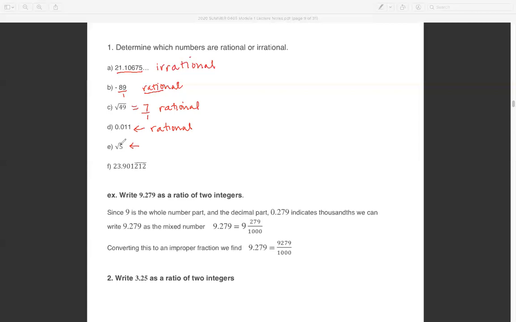Now the square root of 5, this is not a perfect square. So if you were to put this in your calculator, you would get, well, 2 squared is 4 and 3 squared is 9. So you would get 2 point something. And it would go on and on forever and have no repeating pattern, just like pi. So this is irrational. Now this one is in decimal form and it has a bar over the 212. So that means 212 is repeating over and over and over. So if it has the same repeating pattern, then that means it's rational.